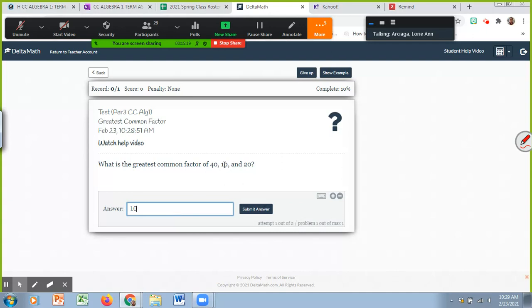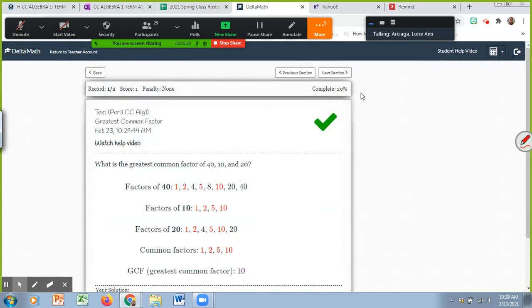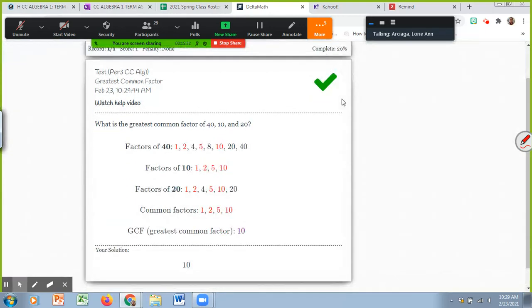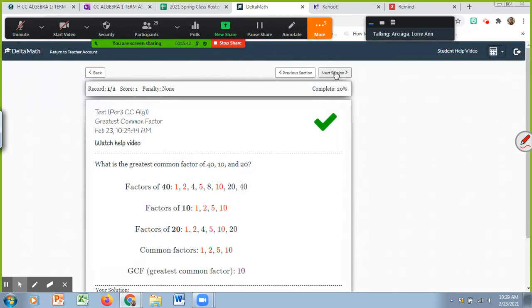Okay? 10 can divide 40. Then 10 can also divide 20. And definitely 10 can divide itself. So that's the greatest common factor, greatest common divisor. And the reason why I didn't do the factor tree with you anymore is because your Delta Math kind of shows you what's in the factor tree, so I don't want to spend a lot of time on that one.